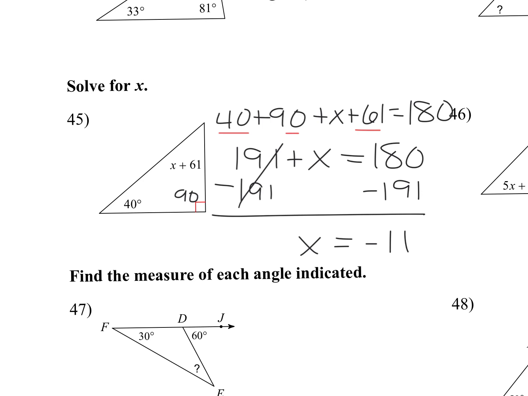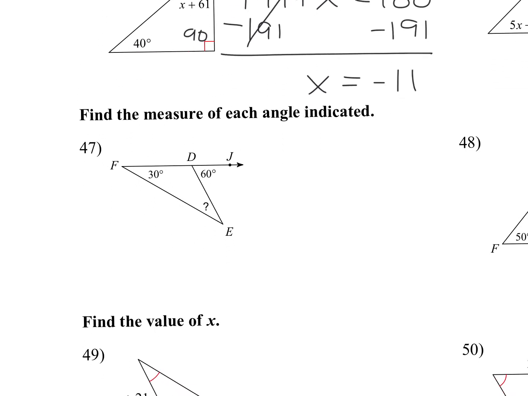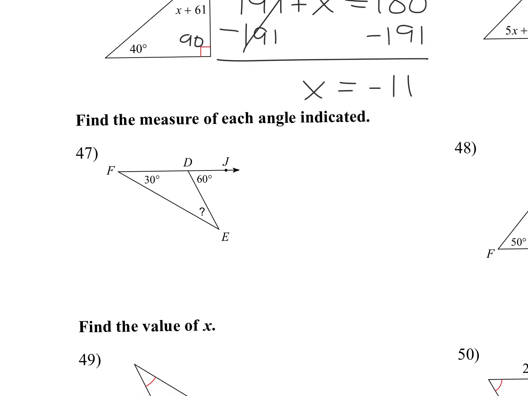Any questions on those first 4? Okay, moving on to 47. We have 2 inner angles of the triangle compared to an outside angle. Do we remember what we need to do?